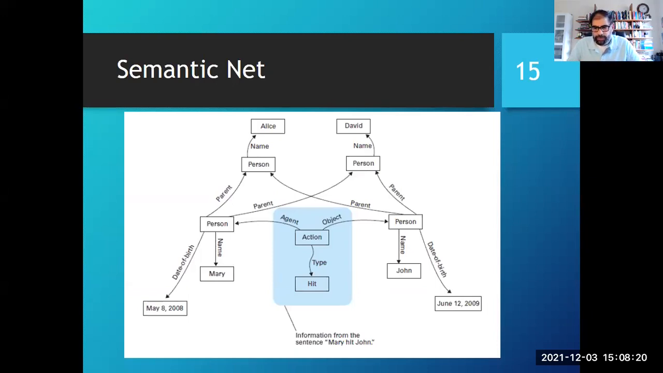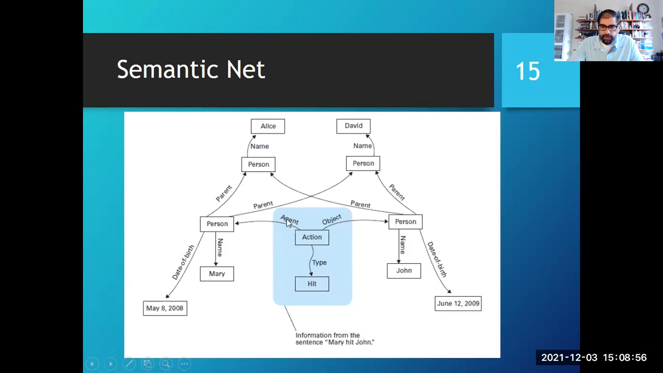with relationships. For example, over here, a sample sentence is Mary hit John, right? So the computer will try to extract all the information from this sentence by creating this semantic net. You can see that in this semantic net, the computer has identified that Mary is a person, and Mary is the name of that person. Similarly, John is also a person, and John is the name of this person, and they are linked to each other with some action, right?